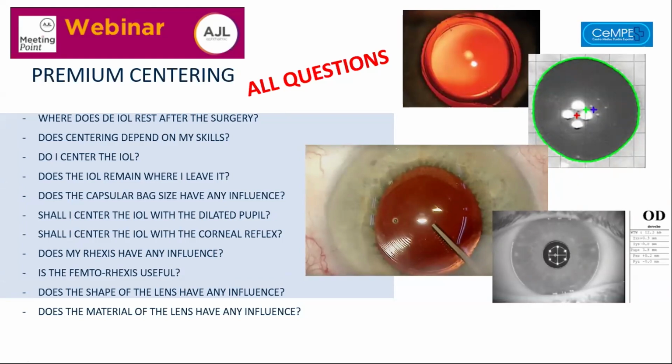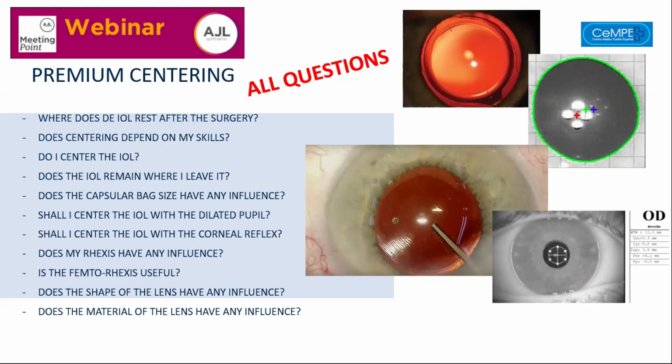Do you really think the IOL remains in the place you left it at the moment you ended the surgery? So you say, uneventful surgery, everything went perfect. I leave my lens in this position. Do you really believe your lens is going to remain there forever, even in the immediate post op? Well, my answer is no.